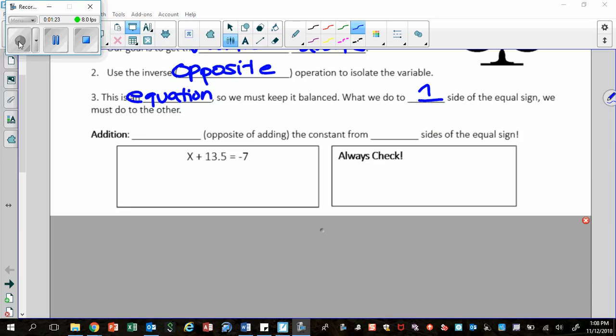All right, so we're going to start with this equation right here, x plus 13.5 equals negative 7. So you notice it is an addition problem because there's a plus sign. Okay, so we have to ask ourselves, well, what's the opposite of addition? What's the opposite of adding? Subtracting. So we have to do the opposite. So we're going to subtract the constant. The constant, again, is that number that stands alone. So in this problem, what's the constant? The constant is that 13.5. So we're going to subtract the constant from both sides of the equal sign.